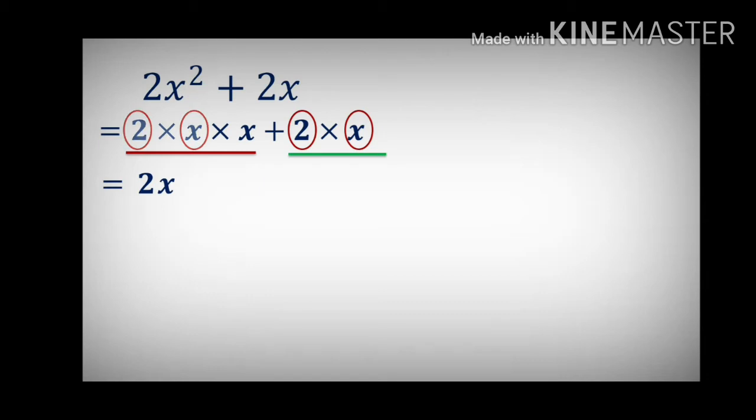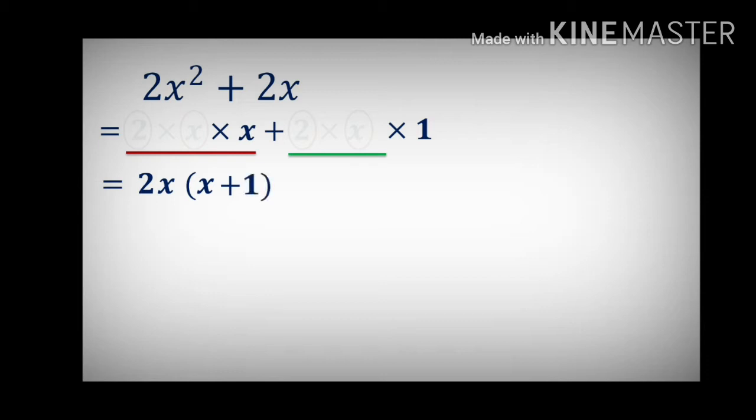Now when we take out 2x from the first group, what is left out? We are left out with x. And when you take out 2x from the second group, what is left out? There is nothing. But whenever we find that there is nothing left out, always you have to consider that the whole term is multiplied with 1. Because whenever we multiply anything with 1, the value does not change. So 2x can be written as 2x into 1. So we are left out with 1. Now we'll get the factors as 2x and x plus 1.